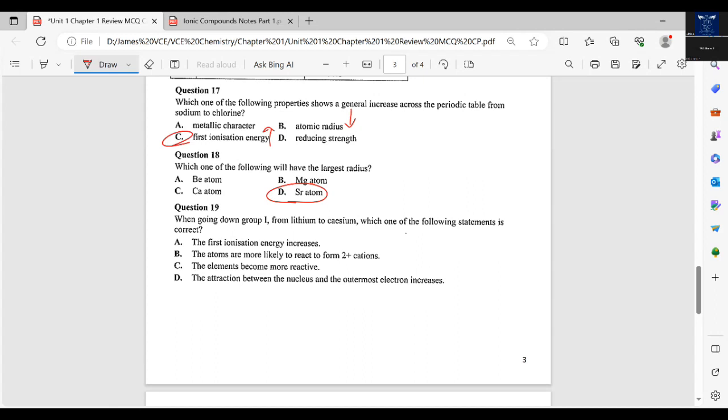When going down group 1 from lithium to cesium, which one of the following statements is correct? First ionization energy increases? No, not really. Atoms are more likely to react to form 2+ cations? No. Become more reactive. Attraction between the nucleus and the outermost electron increases. Which one? But they're the same. Attraction is weaker, right? Because first ionization energy and these two are related. It should be C, become more reactive.